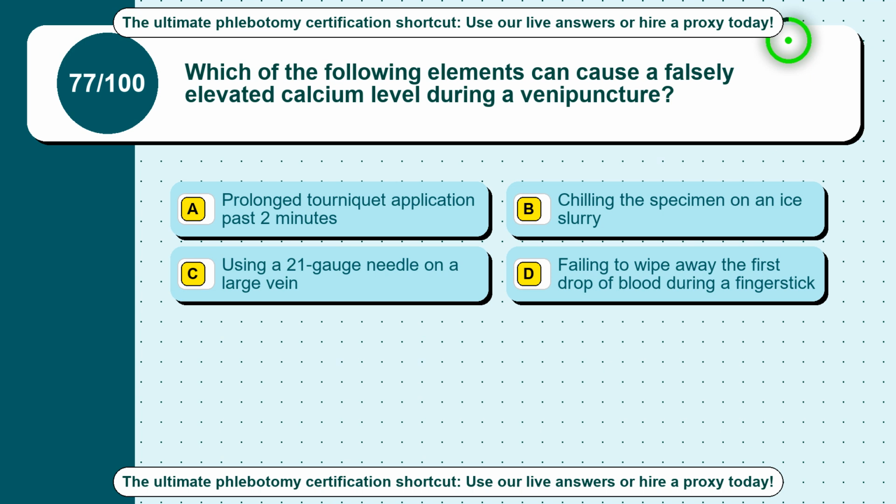Question 77. Which of the following elements can cause a falsely elevated calcium level during a venipuncture?